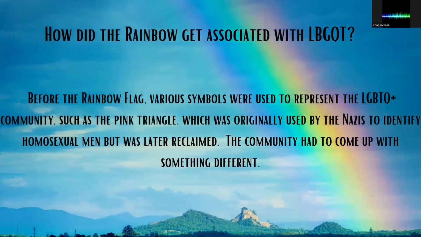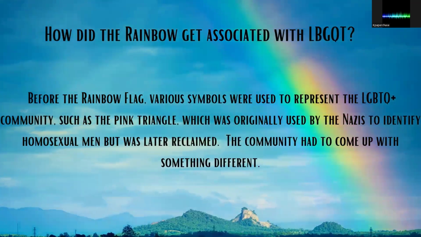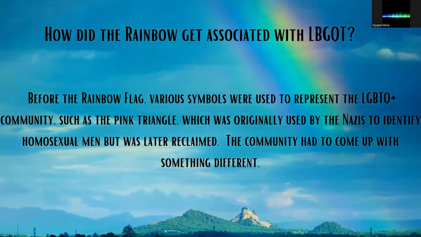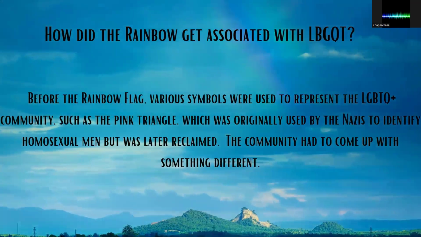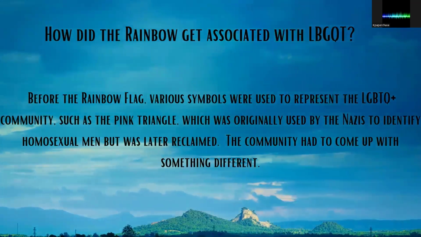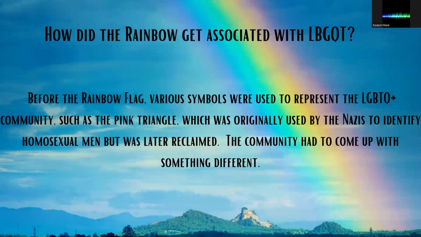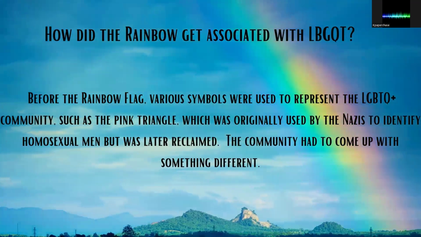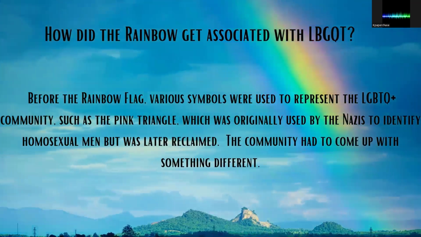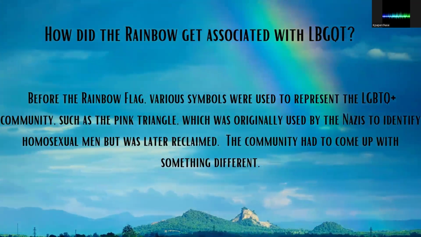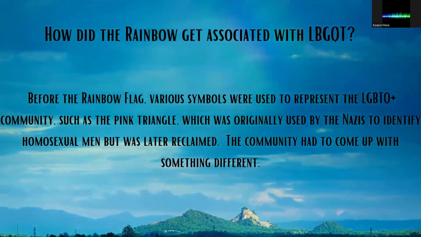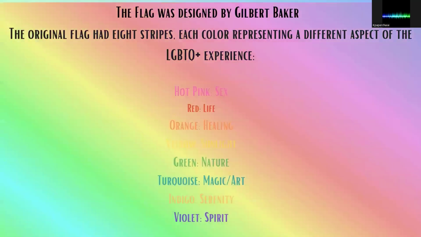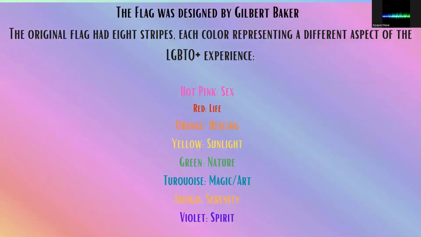So the first question is, how did the rainbow get associated with the LGBT? So before the rainbow flag, there were various symbols that were used to represent this group, such as a pink triangle. But what happened? The people that were using the pink triangle took their triangle back. So they had to come up with something different. So what they came up with was a rainbow. So the rainbow is what represents the whole movement. And as you'll see coming up, the rainbow actually means something.